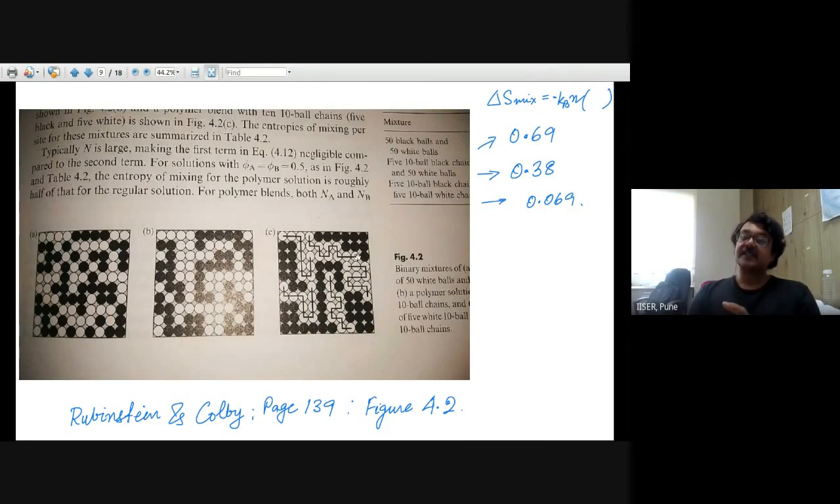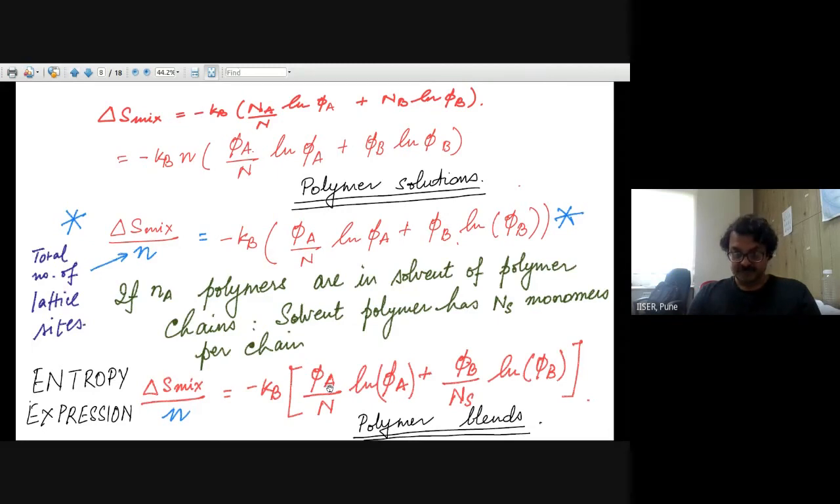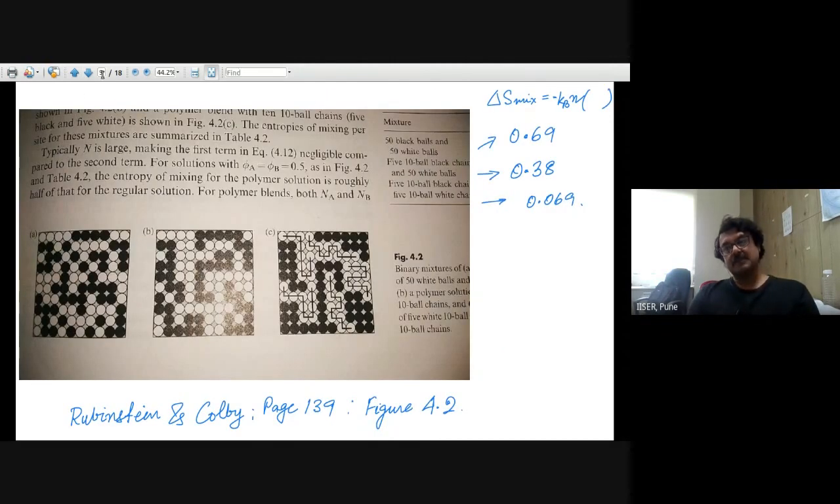However, if this entire lattice was filled with a polymer blend, where the black chains are 5 polymers, each with 10 monomers, and the solvent was also another set of polymers, 5 polymers each with 10 monomers, then you're just using this expression. So n will be 10 and ns will be 10 as well. The entropy of mixing is 0.069. So it drops drastically. The entropy of mixing contribution to mixing drops drastically if you have long chain molecules. This is the basic message which I want you to take on.